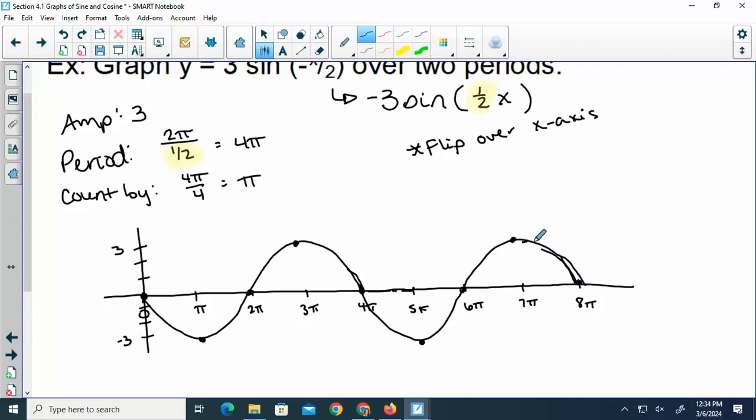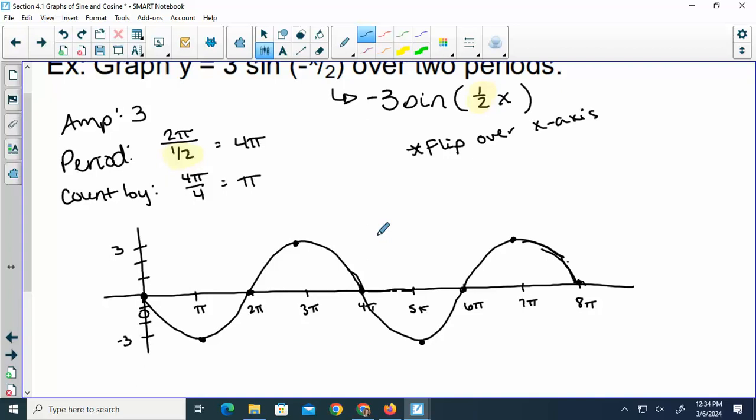Remember, make sure your graph is curved. No zigzags, no corners, no breaks in our graph. It's a nice, smooth, continuous curve. This is all we have to do if you have a question like this, is just graph it like that.